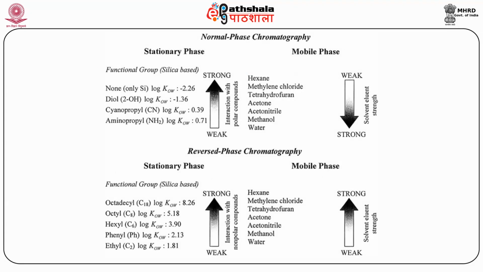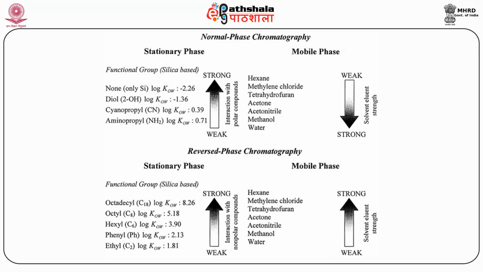This diagram shows a visual representation of differences between normal phase chromatography and reverse phase chromatography. In normal phase chromatography, in the upper panel, you can see that the stationary phase consists of plain silica or silica modified by cyanopropyl or aminopropyl groups. The elution strength of the solvents goes from weak to stronger as we move from hexane to water.